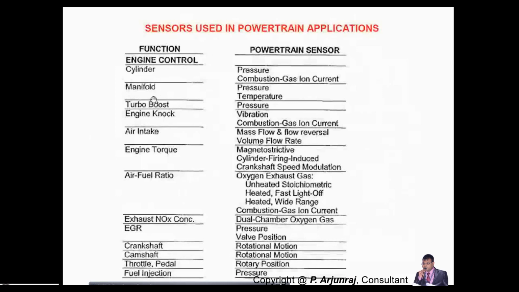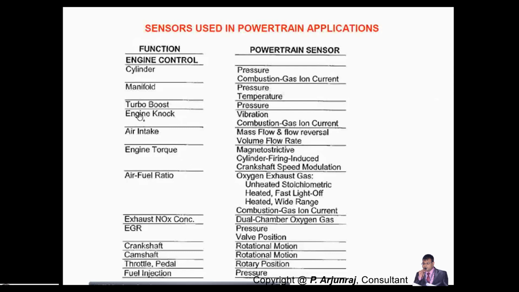These are all the different control systems, engine control systems, with respect to the different functions. And you have the sensors. For example, for the cylinder, you have the sensor to measure the pressure and also the combustion gas and current. For a manifold, you can find out the manifold absolute pressure and the temperature of the flow. For measuring the boost pressure of the turbocharger, you have the pressure sensor. For measuring the engine knock, you have the vibration sensor. And for measuring the air intake quantity, you have the mass flow rate sensor and volume sensor.